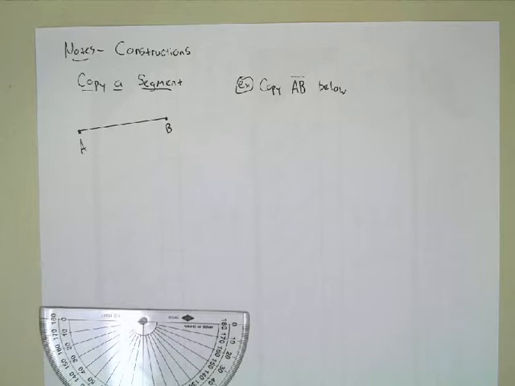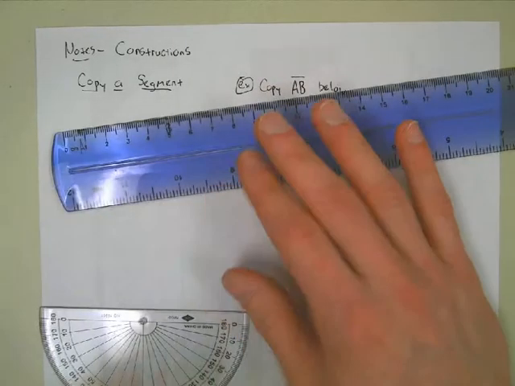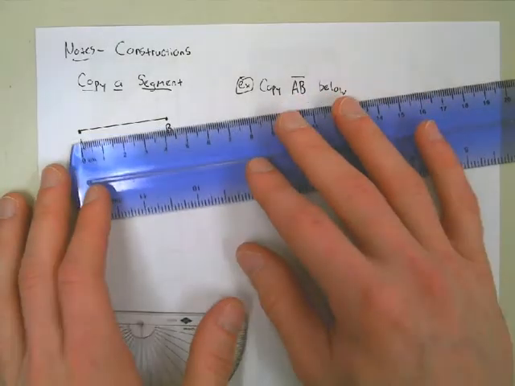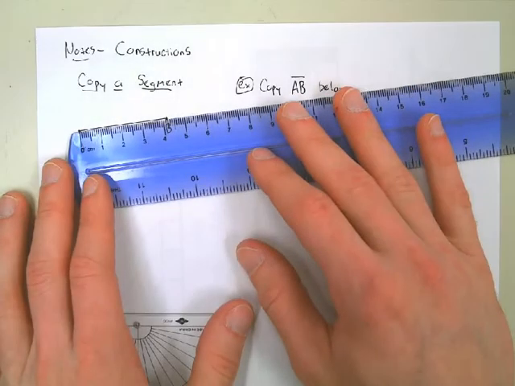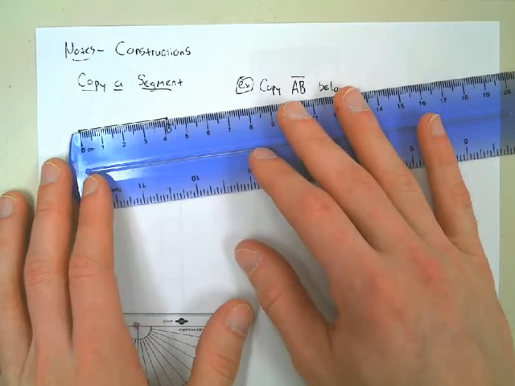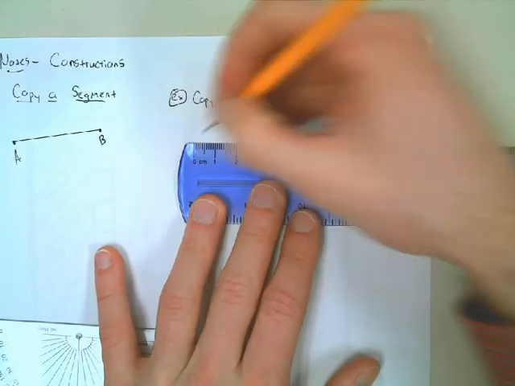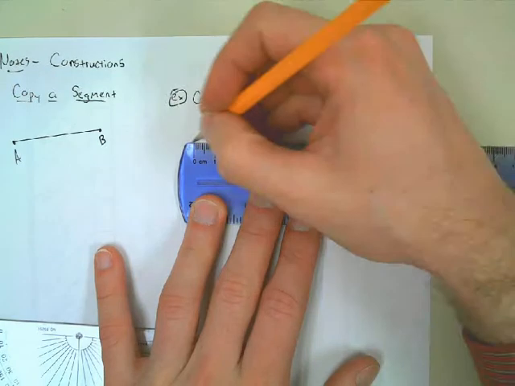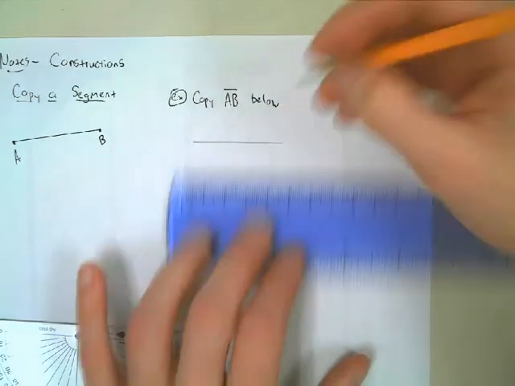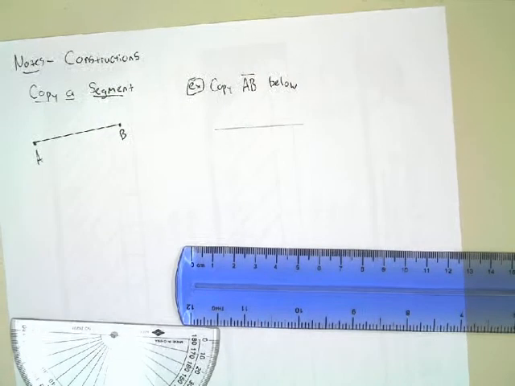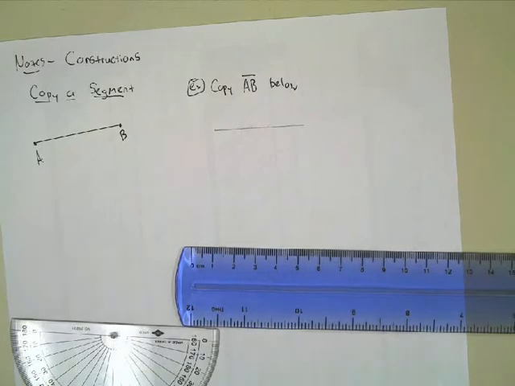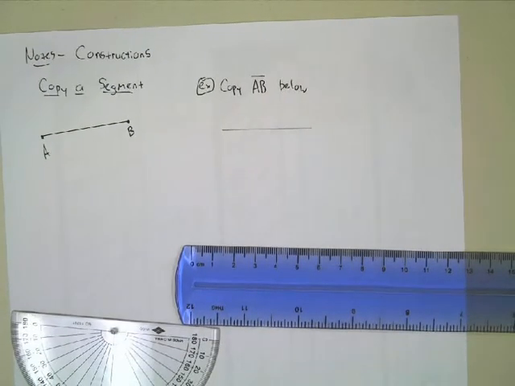Now, some of you are probably already thinking, Mr. Wood, why do we need a compass? Why can't I just take my ruler here and say, let's see, A to B is about 4.1 centimeters, and just go over here and put a little point at 0 and a little point at 4.1 and say, aha, there's my copied segment? It's the same thing. And you're right, for the most part. I mean, that is one way you could do it.